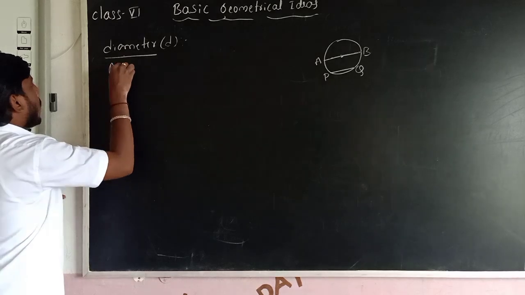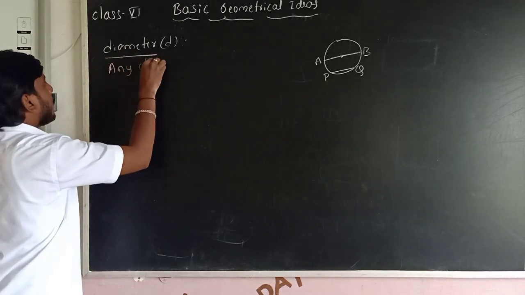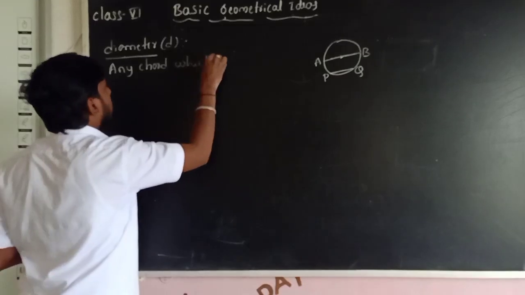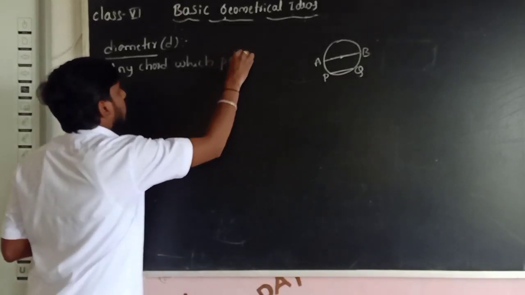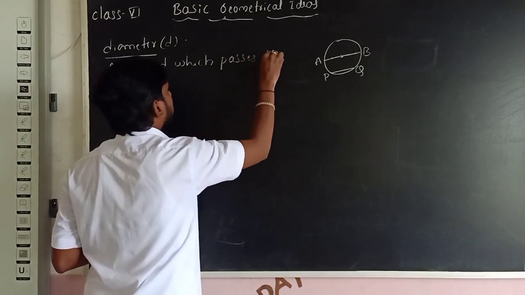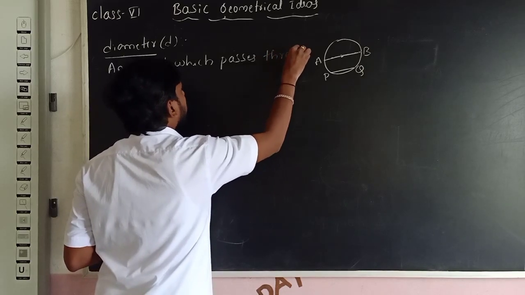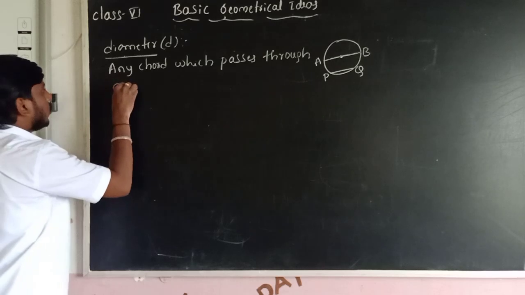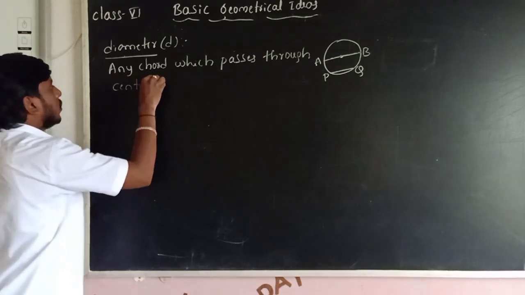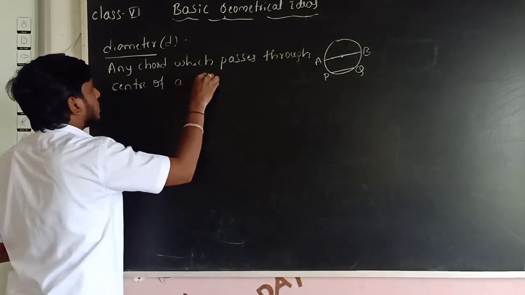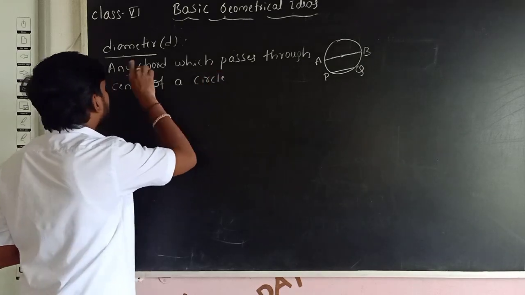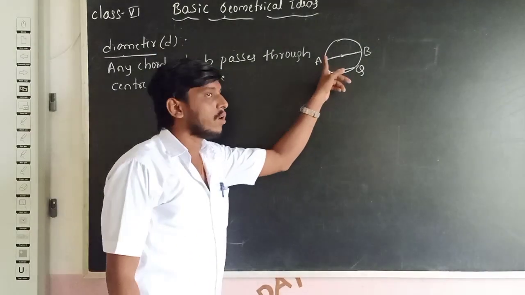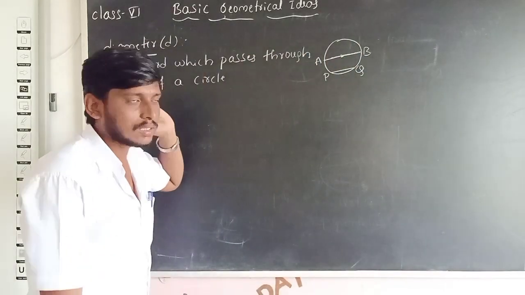First, the diameter definition: any chord which passes through the center of a circle is said to be a diameter. Okay, the diameter is the longest chord of a given circle.